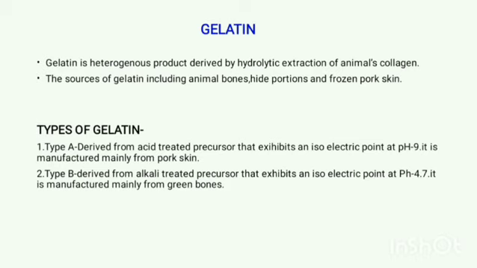There are two types of gelatin. Type A is derived from an acid-treated precursor that exhibits an isoelectric point at pH 9. It is manufactured mainly from pork skin. Type B is derived from an alkali-treated precursor that exhibits an isoelectric point at pH 4.7. It is manufactured mainly from green bones.